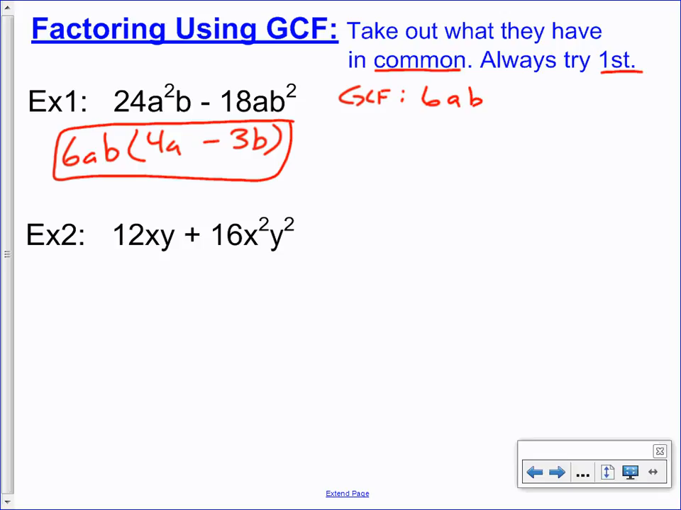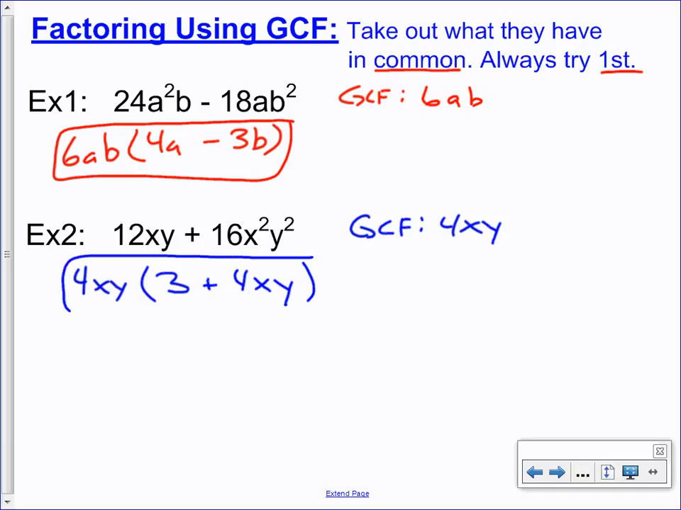What's the GCF of the second one? 4xy. Good. When you take out 4xy from this, we're left with 3. P.S. You can always check yourself. If you just distribute that 4xy, it should get you back to the original.